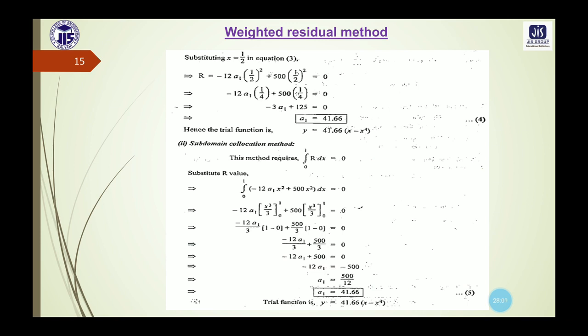So first we need to do the integration. For x square, it is x cubed by 3, within the limit 0 to 1. If we put the value of 1 and 0 in this x cubed by 3 part, after several steps we will get the value of a1 equals to 500 by 12, which is equal to 41.66. So again we are getting the same value of the trial function, which is similar to the point collocation. So the trial function equation we are getting is y equals to 41.66 into x minus x to the power 4.